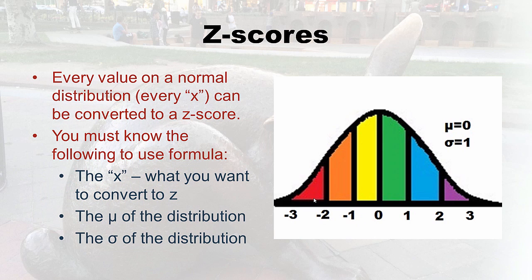So let's talk about z-scores. Every value on a normal distribution, so every x, can be converted to a z-score. Just like you can convert any currency to dollars, there's a formula for that. But you have to know how to use the formula. What goes into that formula? First, you need the x that you want to convert to a z-score, so you need to pick one. Then you need to know the mu of your normal distribution and the standard deviation of your distribution. Here are the two formulas that are used. The one on the left is the formula for calculating the z-score, and we'll go over the one on the right later in this lecture.